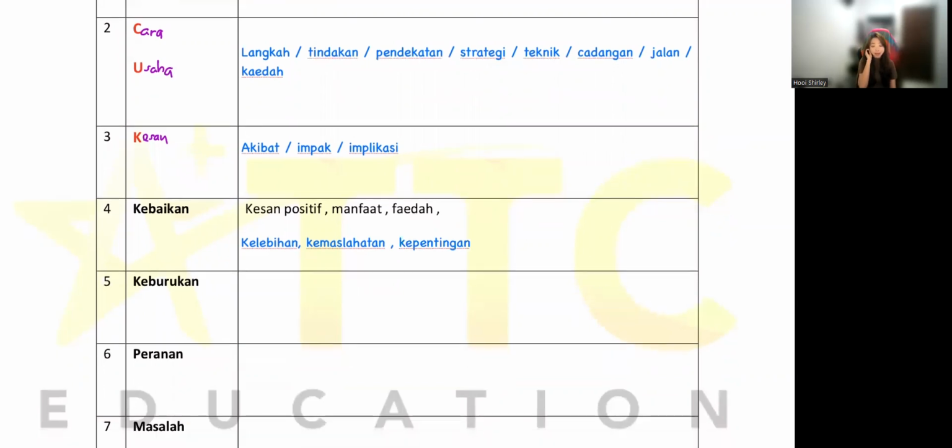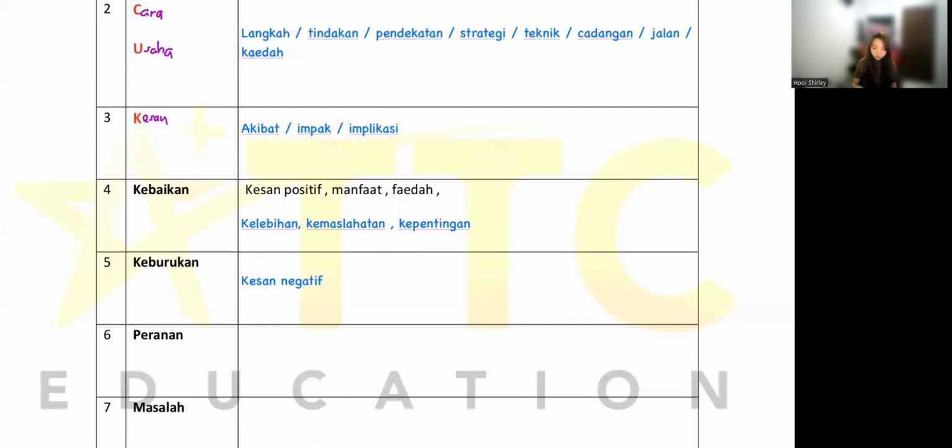For example, kesan negatif, kekurangan, kelemahan, and one more, we call kebobrokan. What does kebobrokan mean? Kebobrokan means like menghapuskan, merosakkan. Bobrok means menghapuskan, merosakkan. So it also means like keburukan, the bad side.